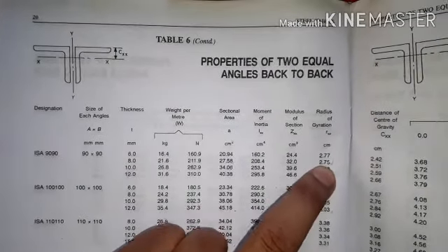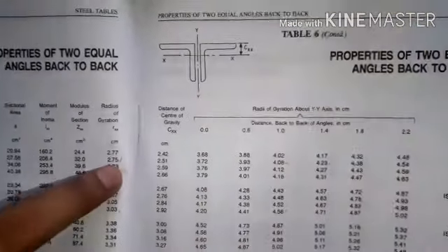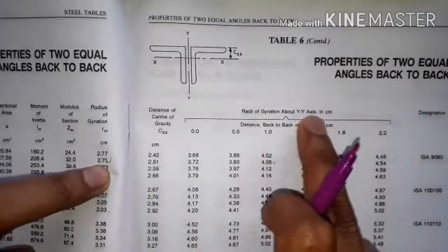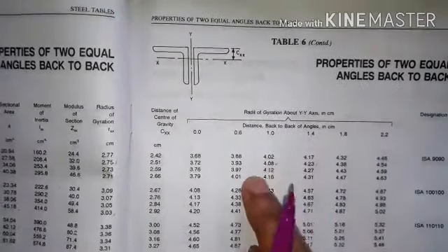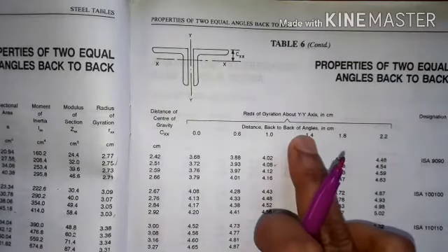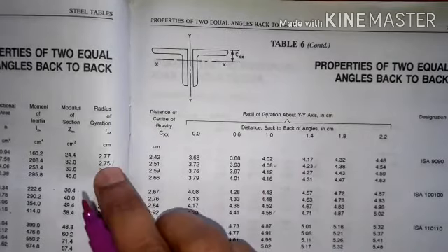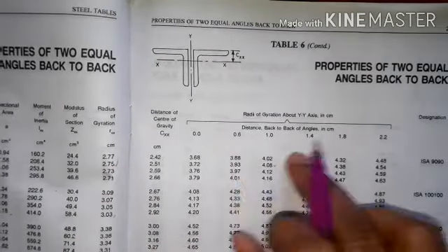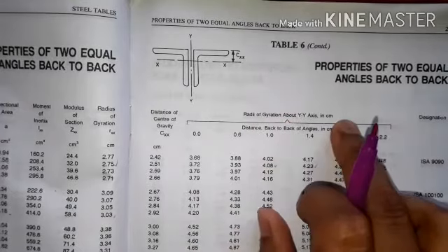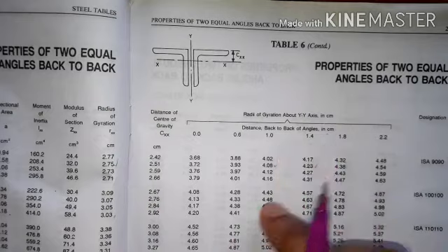So for RXX it is 27.5, and RYY, again you can see here, is the radius of gyration about the YY axis in centimeter, depending upon the distance back to back of angles in centimeter. So RXX we have got as 27.5, but RYY, that is the radius of gyration about the YY axis, depends upon the distance between back to back of the angles.